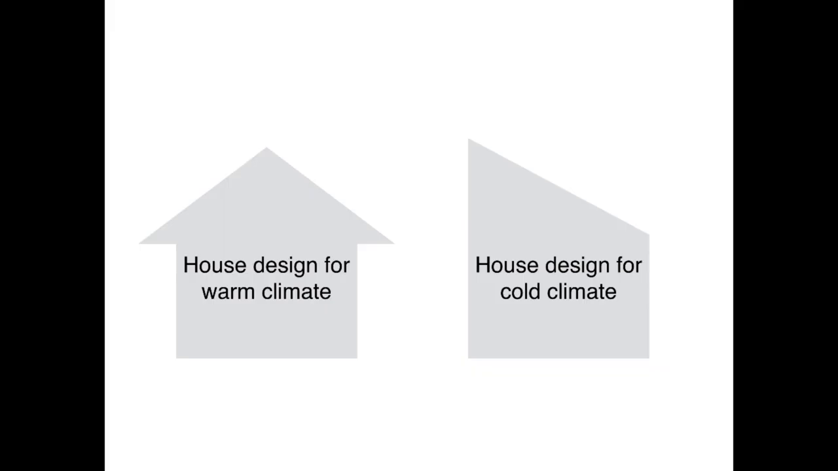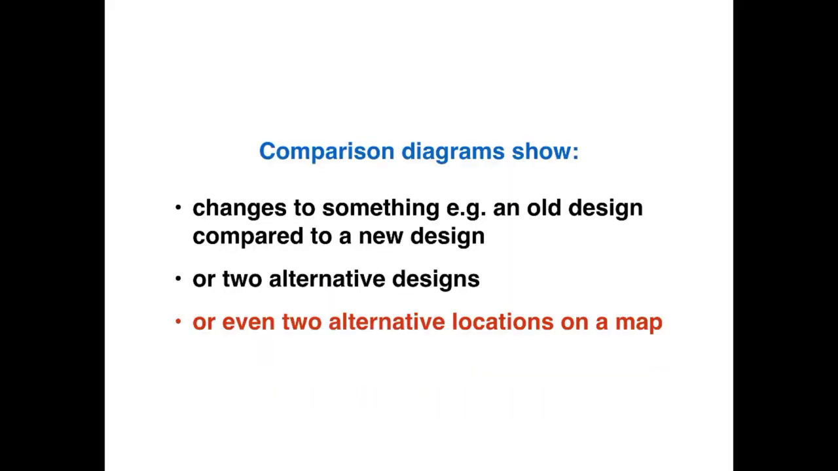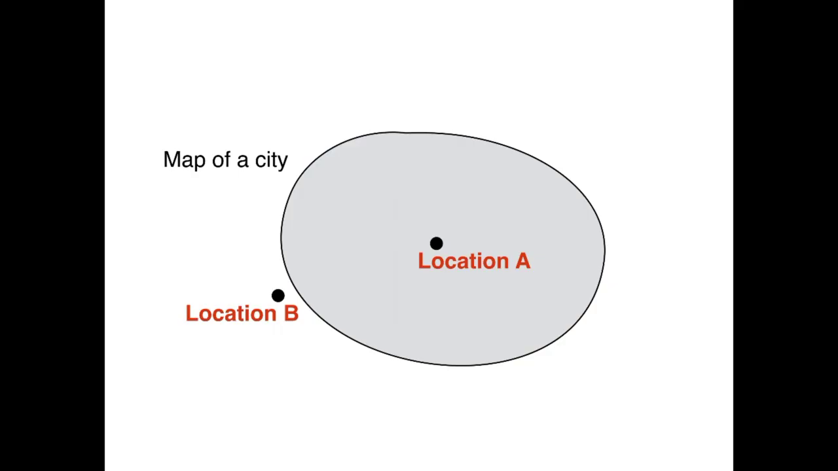So the question could look something like this. The diagrams show different house designs for warm and cold climates, and I call this an alternative designs diagrams question. The final type of comparison diagram is what I call two alternative locations on a map question. And there's a good question, again in one of the official Cambridge IELTS books, like this. You see the map of a town or city and two locations, location A and location B.